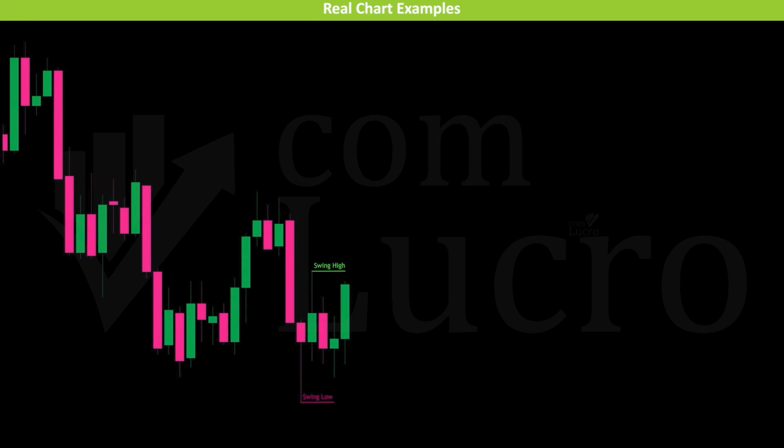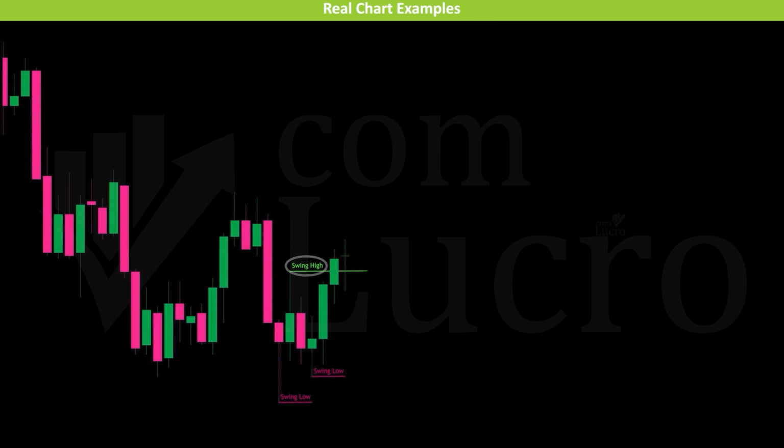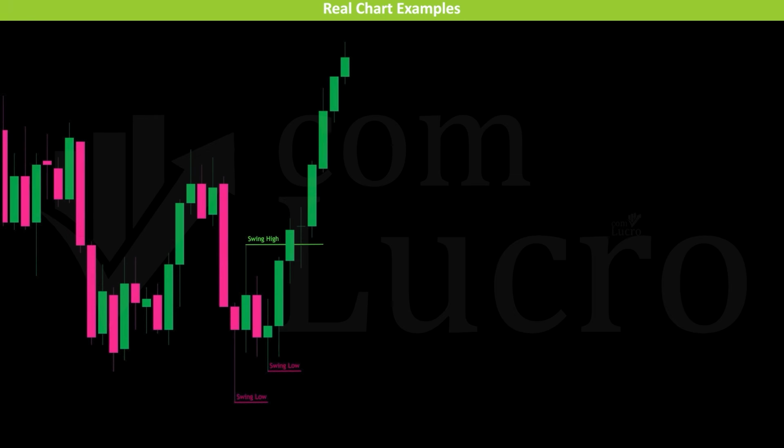On the following candle, we can see that a higher low is formed, confirming a new swing low, so we can go ahead and mark it. Over the next two candles, price takes out the previous swing high and then returns to test it from the other side as support. After that, during the next four candles, price continues to form higher highs and higher lows.